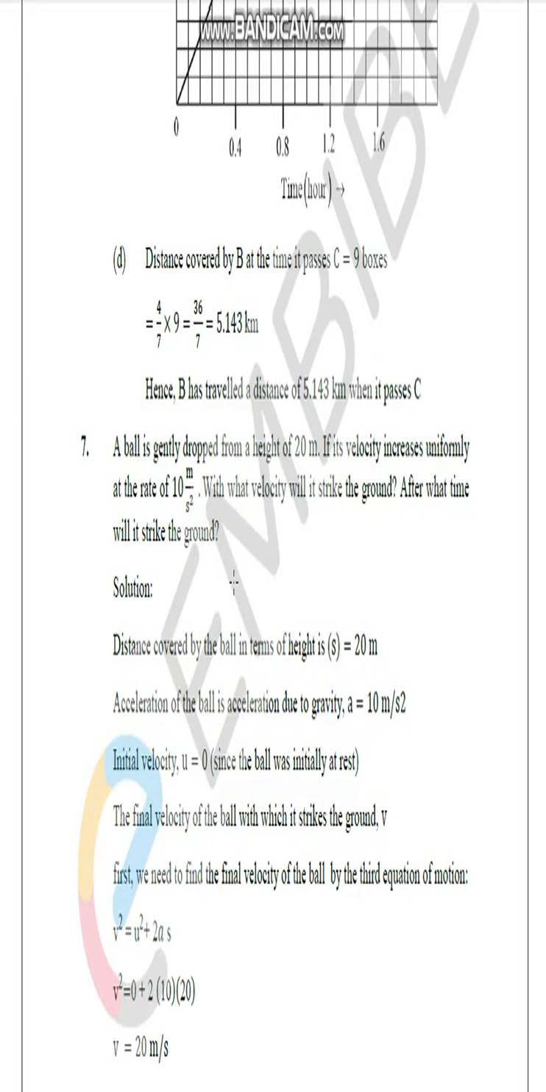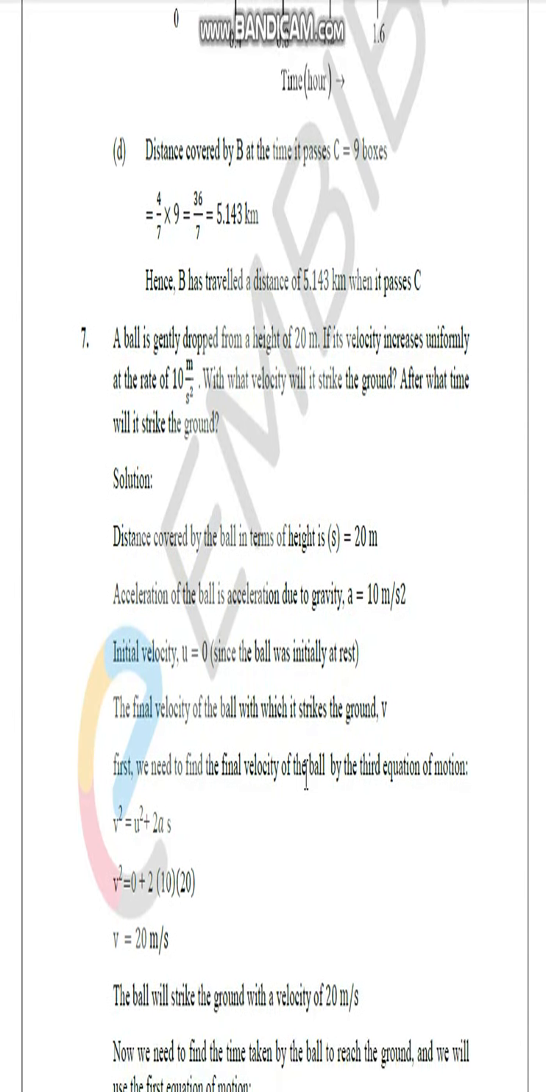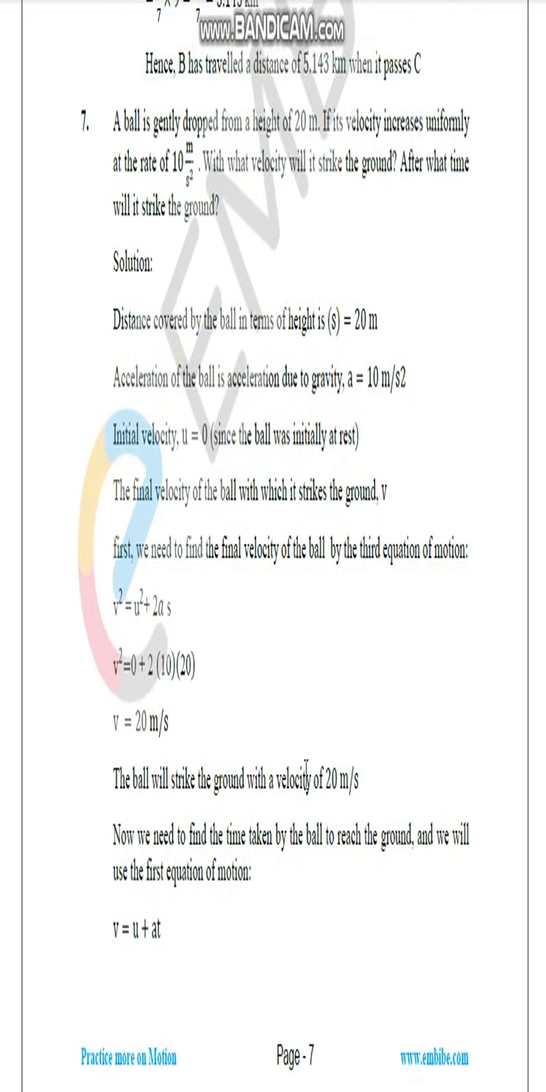Now I have to find two things. First I have to find its final velocity, because I know the ball is at rest at the height of 20 meters, so its initial velocity is 0. I have to find its final velocity and the time also. Okay, so I know the distance, the height, is 20 meters. I'll take the distance as s, so it is 20 meters. Acceleration is 10 meters per second squared. I know its initial velocity is 0, and I have to find its final velocity.